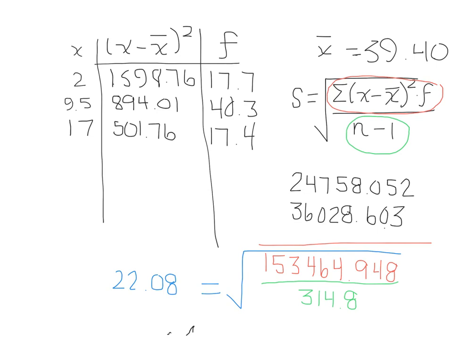So in this distribution displayed in this pie chart, the mean is about 39.40, and on the average, each group or class or bin is spread out from that mean by about 22.08. Let me know if you have further questions.